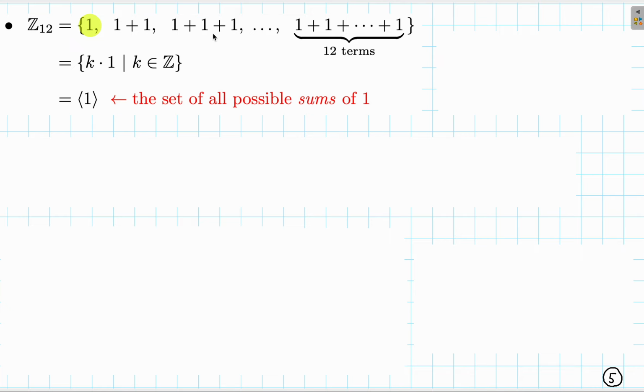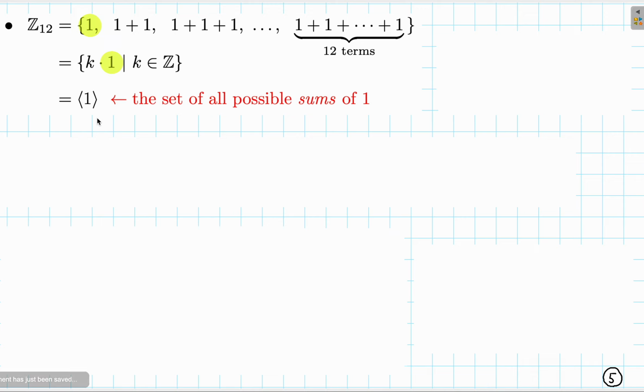Now, repeated addition, such as 1 plus 1 plus 1, can be written more succinctly as 3 times 1. And so that's why we can represent this set as follows. It's the elements of the form k times 1, where 1 is a generator and k runs over all the integers. And therefore, bracket 1, when our operation is addition, refers to the set of all possible sums of 1.